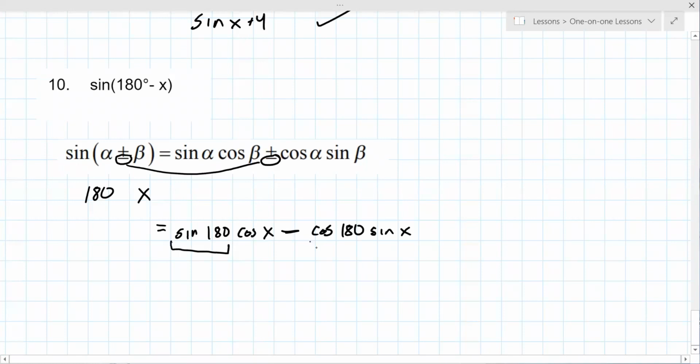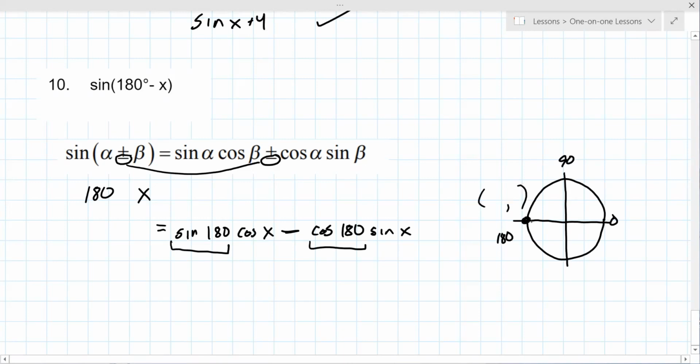Okay, now some of this we can simplify. Sine of 180, cosine of 180. So let's review what that is. On the unit circle, your nice unit circle, 0, 90, 180. So it's a nice point on there. What's the ordered pair at this point? How do you get there from the origin? You go left 1, up 0. And cosine is the x value. Y is the sine value. So the sine of 180 is 0.